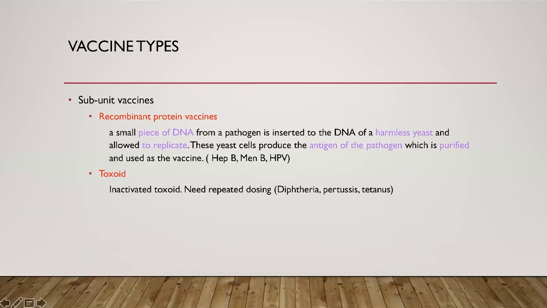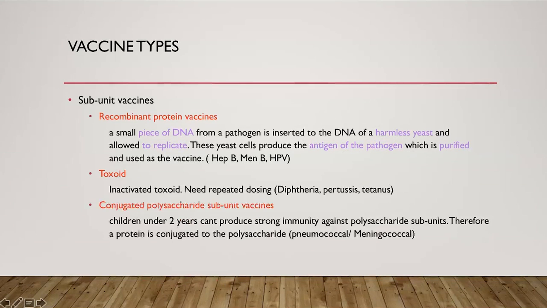Then the second one is toxoid. Like the inactivated whole cell vaccine, here the toxin which is produced by a pathogen is inactivated. Once a toxin is inactivated, we call it a toxoid. And this also needs repeated dosing. The three common toxoids we use are diphtheria, pertussis, and tetanus.